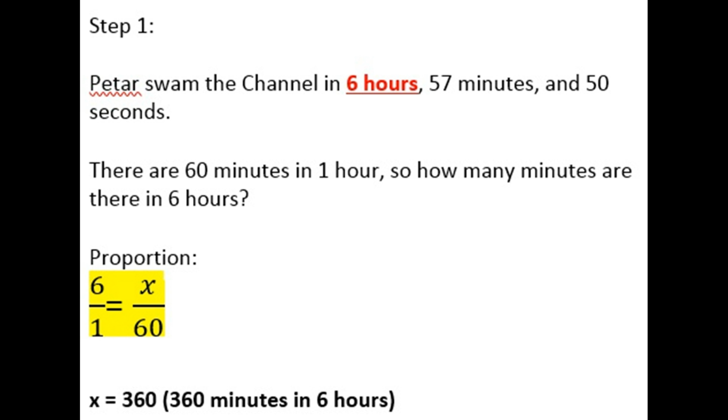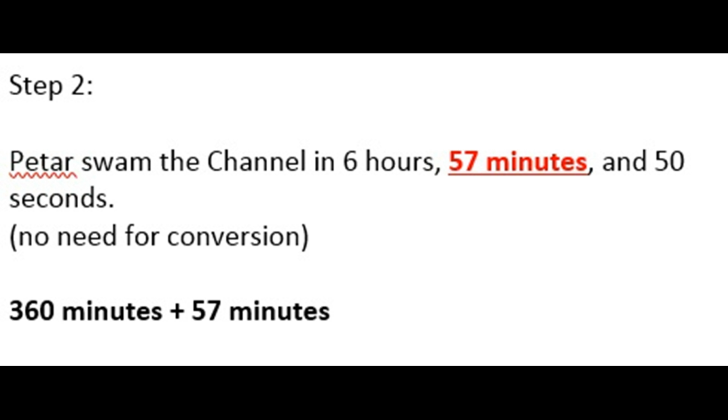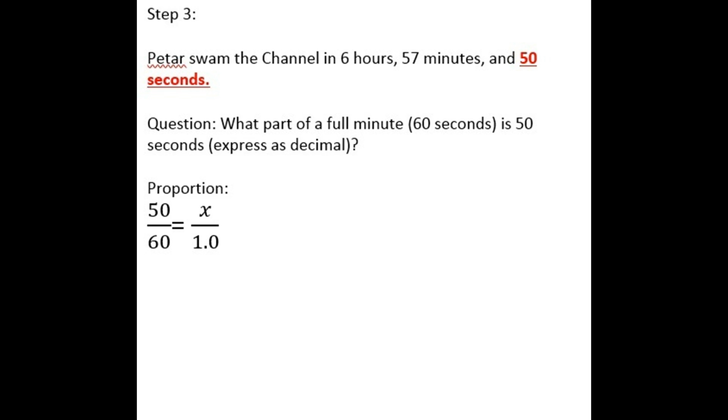All right. So here's step 2. Peter swam the channel in 6 hours, 57 minutes, and 50 seconds. There's no need for conversion for that. 57 minutes is 57 minutes. So we're just going to add that to our equation. So let's look at that 50 seconds portion of it. What part of a full minute is 50 seconds? And we're going to express this as a decimal. So 50 over 60 equals x over 1.0, not over 100, but over 1.0.